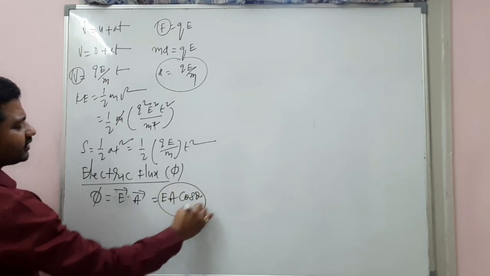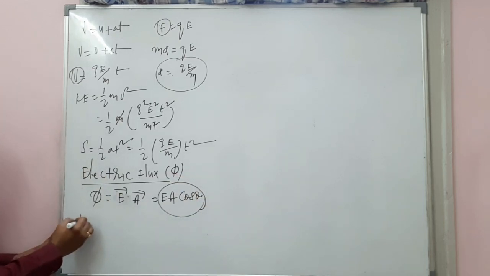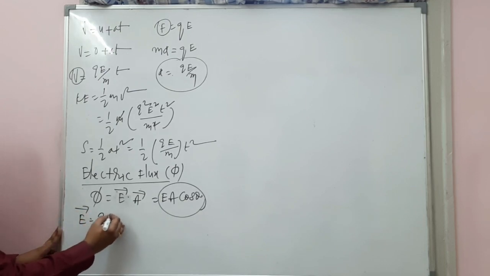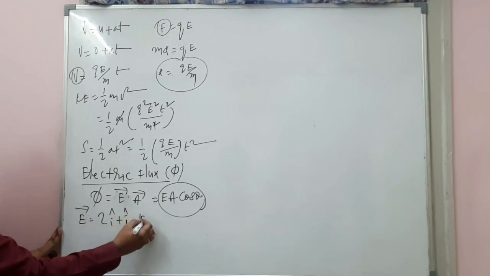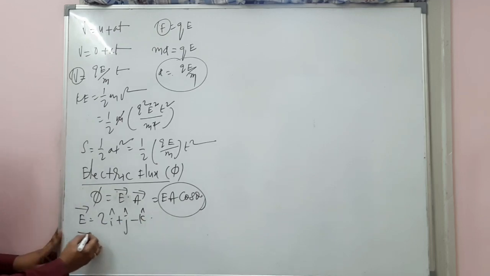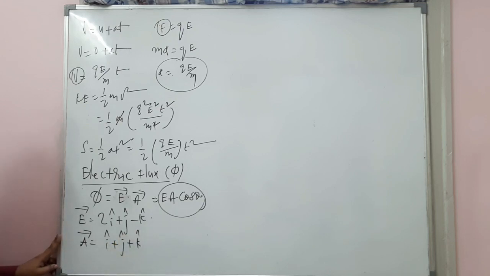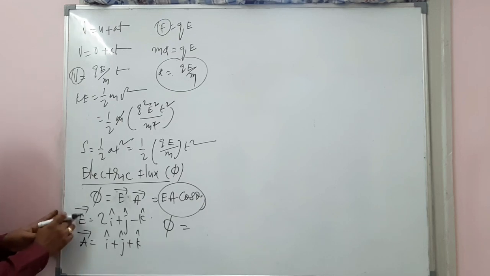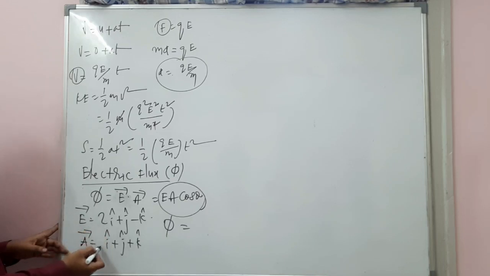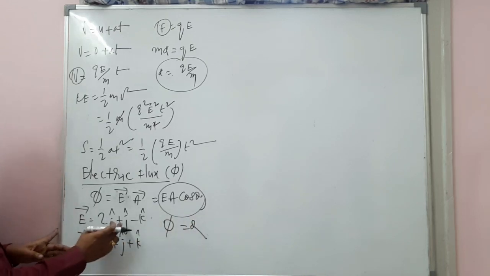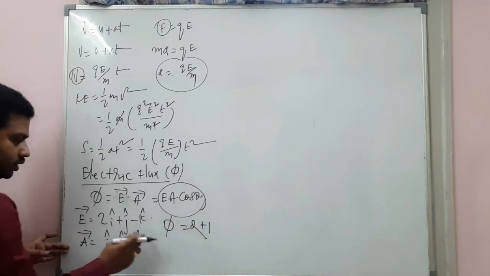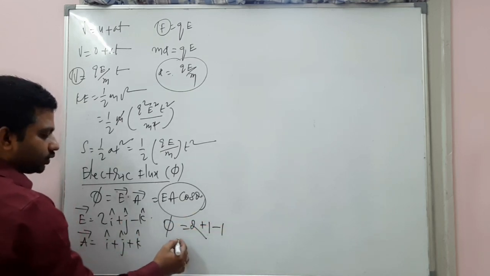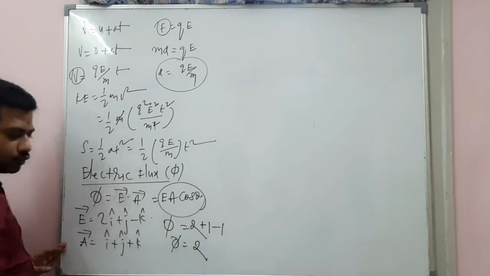In some of the years, there was a question directly based on this. So E bar is equal to 2i cap plus j cap minus k cap, and A bar is given as i cap plus j cap plus k cap. So what is the electric flux here? Directly there is a dot product between these two. It's 2 into 1, it's 2, and 1 into 1, 1, minus 1 into 1, minus 1. So that is 2. Right?